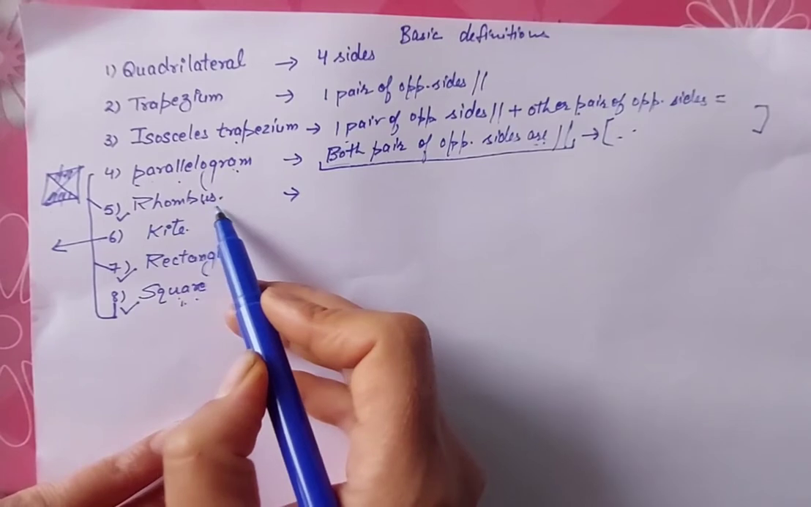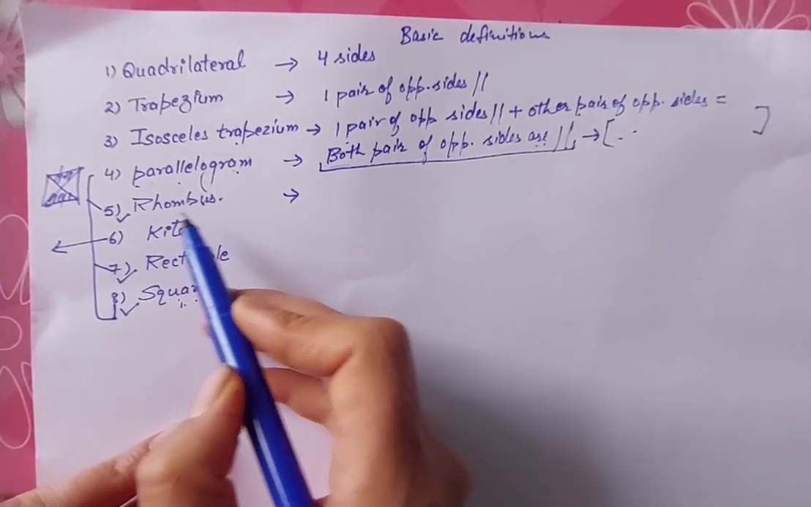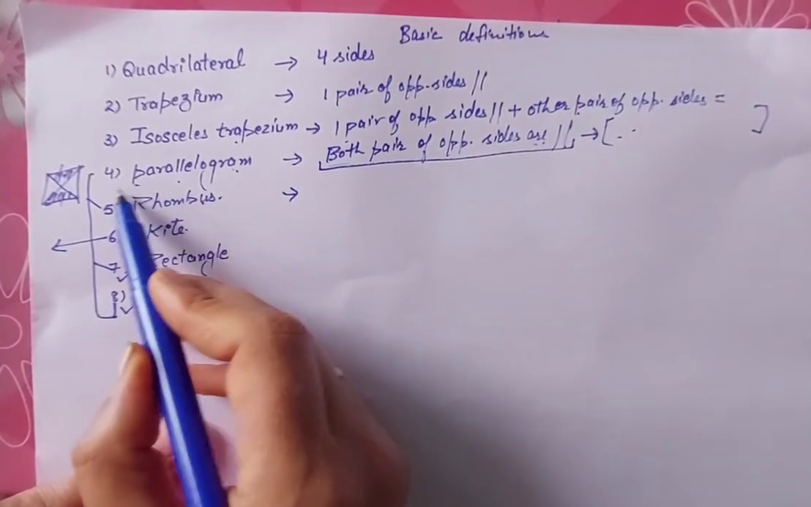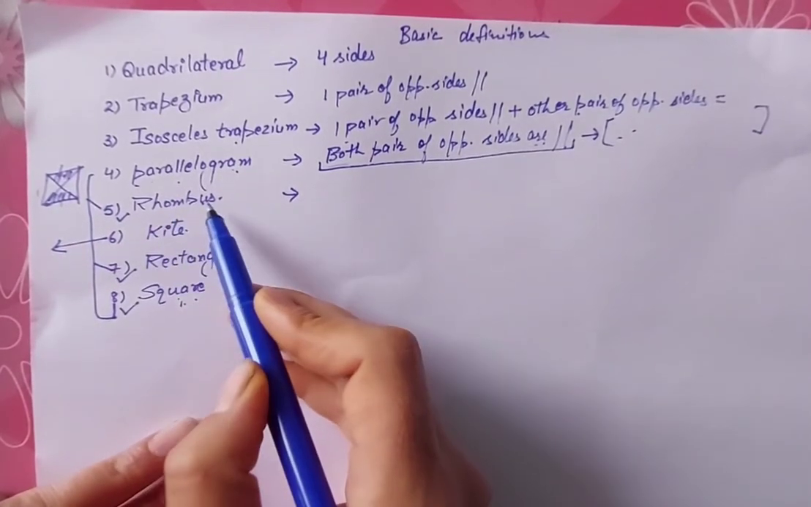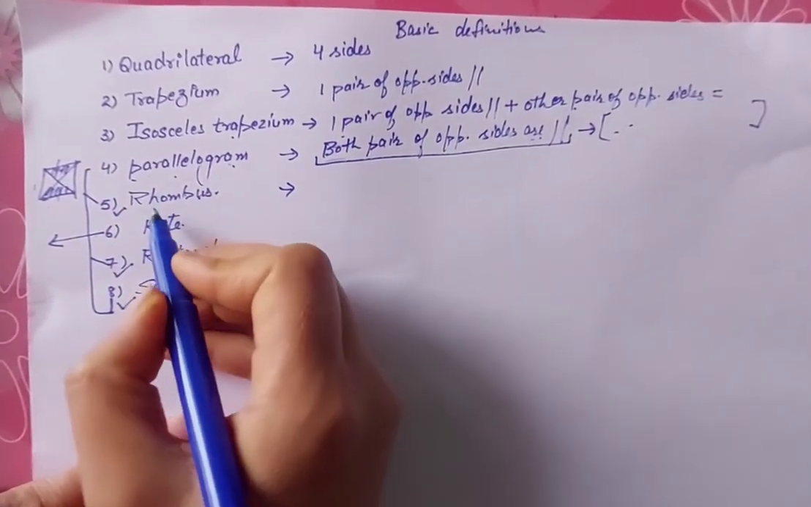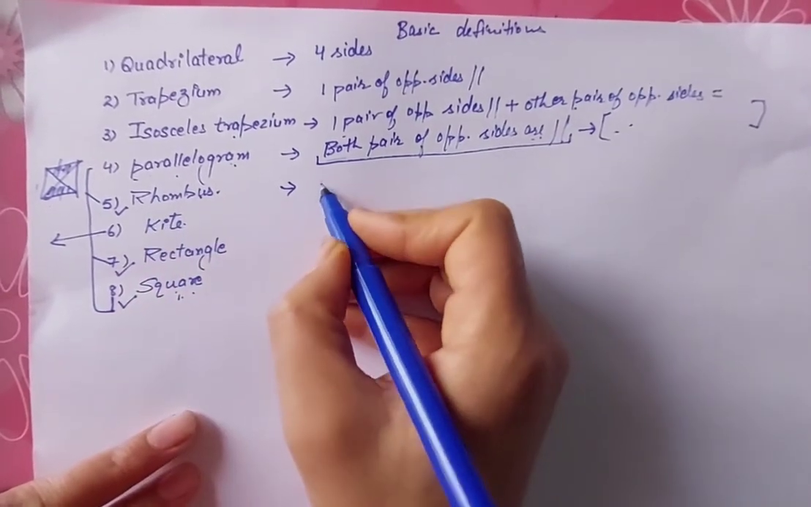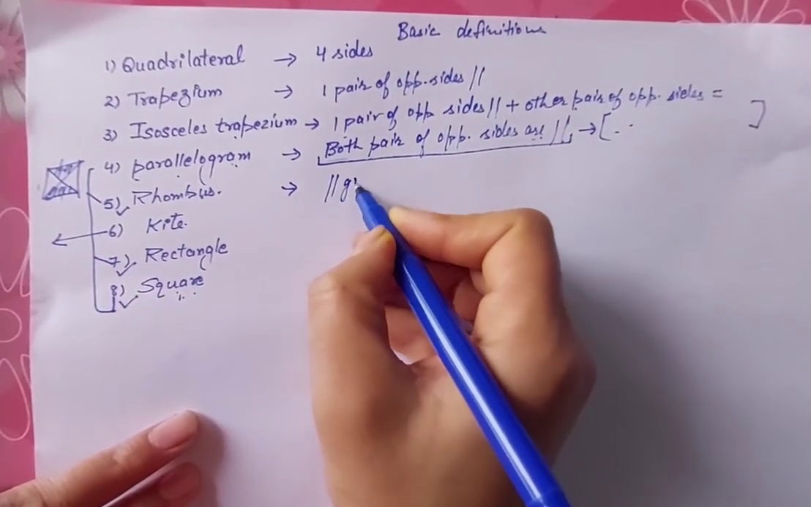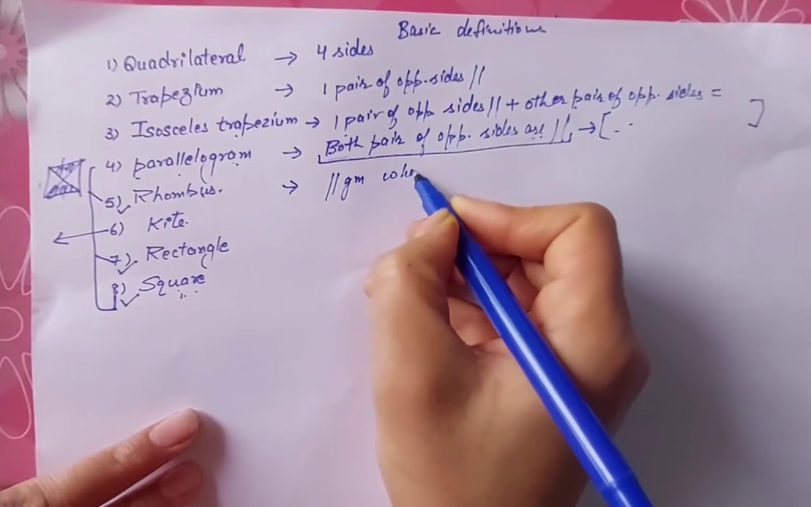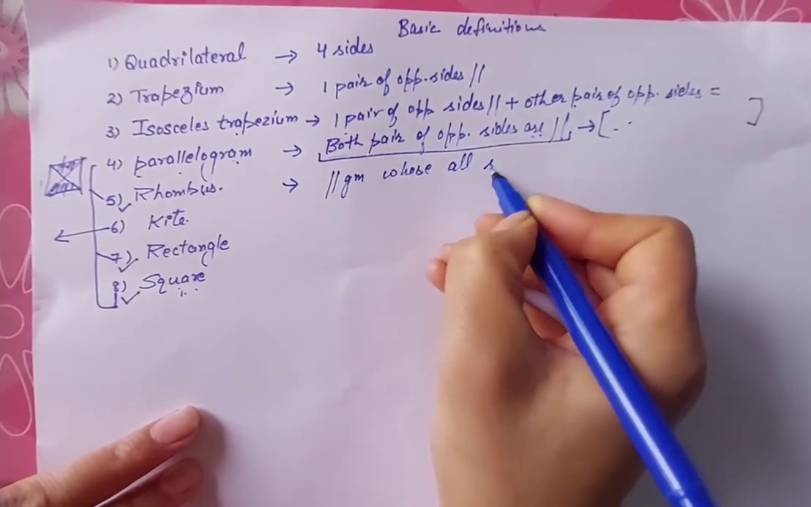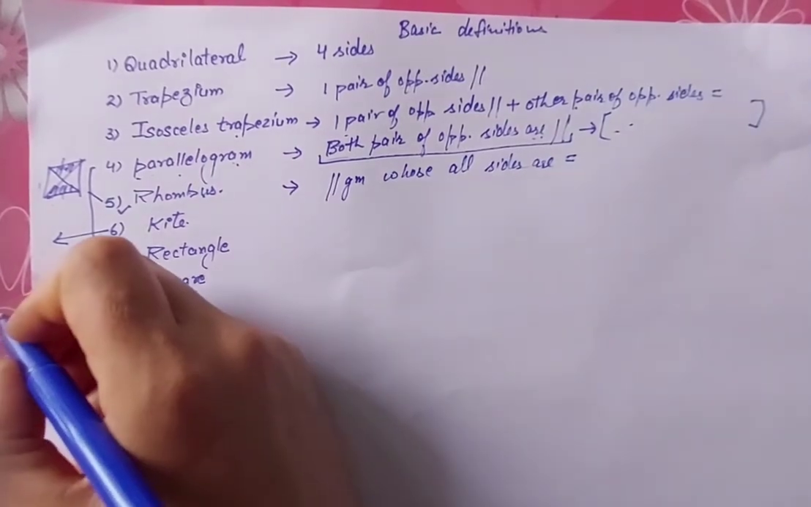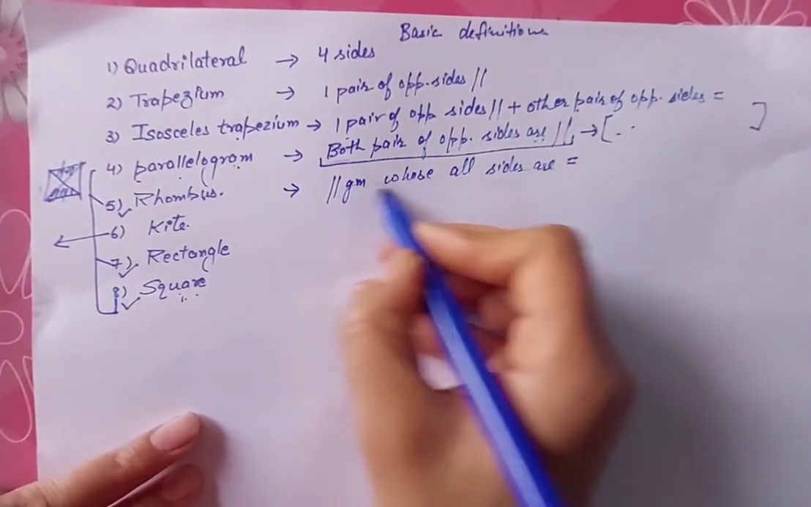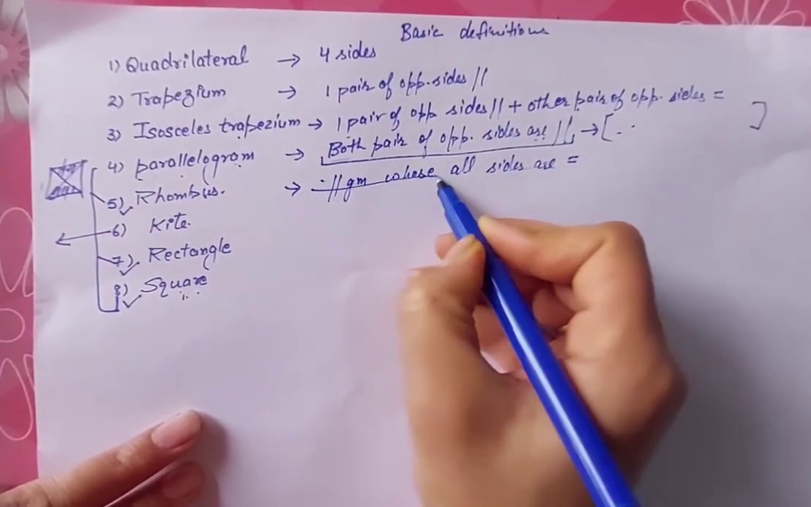But rhombus had some additional properties also. What is that property? That besides all properties of parallelogram, it has all sides equal. So what defines a rhombus? Rhombus is, I would say, a parallelogram whose all sides are equal. Okay. In fact, you can say all sides equal.